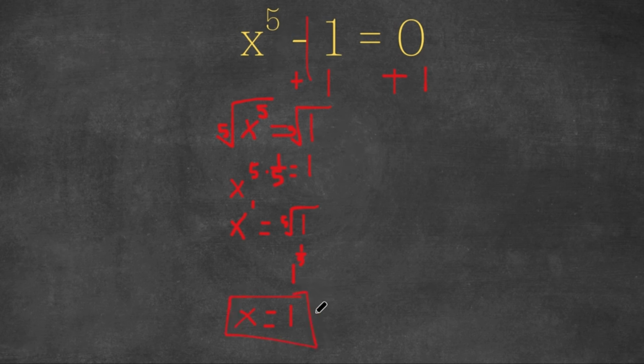Now, why don't we try plugging this in to our original equation? If we substitute in 1 for x, we get 1 to the power of 5 minus 1 equals 0. Now 1 to the power of 5 is 1, so we get 1 minus 1 equals 0. And 1 minus 1 is obviously 0, so we have 0 equals 0. And because this is right, we know that x equals 1.